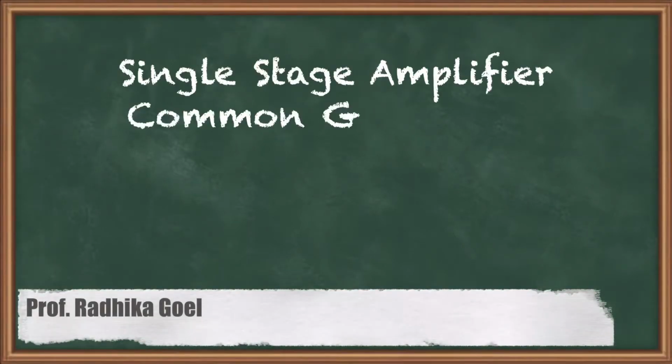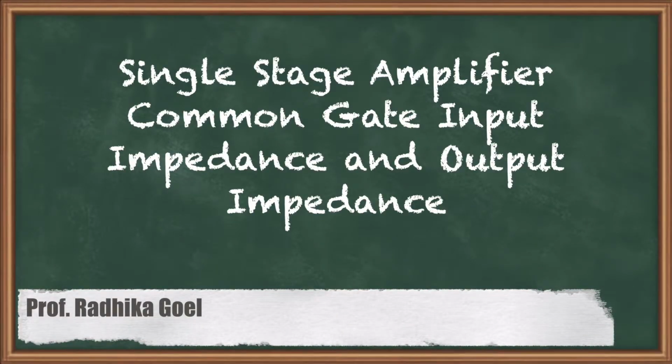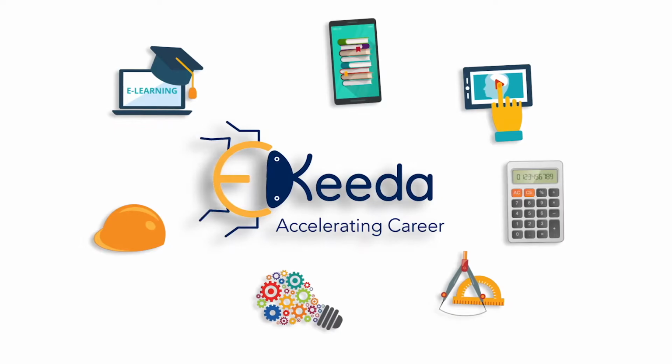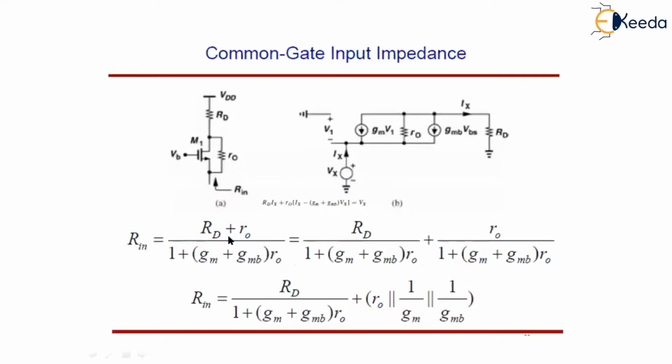Hello everyone, in this lecture we will study common gate input impedance and output impedance. So let's first find the common gate input impedance. As the input is applied at the source terminal, we need to find the input impedance at this particular terminal. Letting the voltage at the source terminal be Vx and the current produced by it be Ix, the input impedance will be equal to Vx upon Ix.